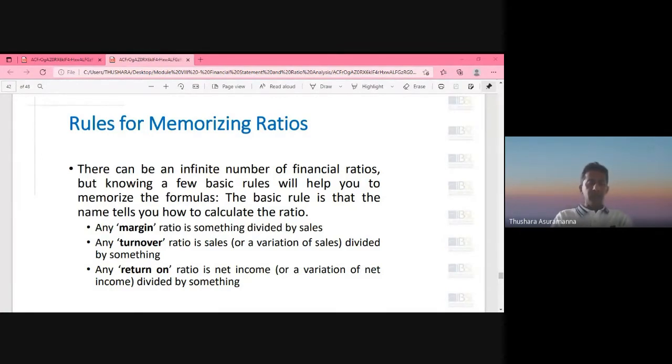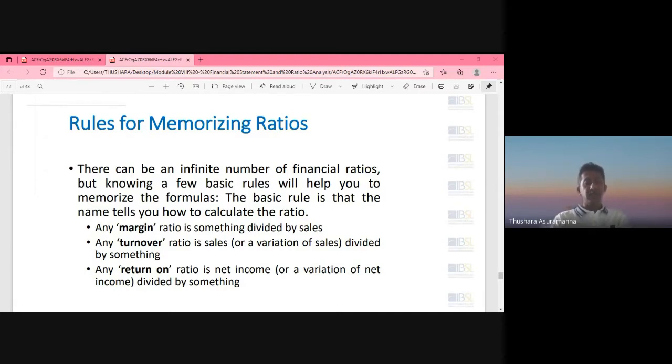Whenever it comes to return on equity, it is basically net income divided by something. Return on equity is net income divided by equity. Return on investment is net income divided by total investment. Return on assets is net income divided by total assets, like that.